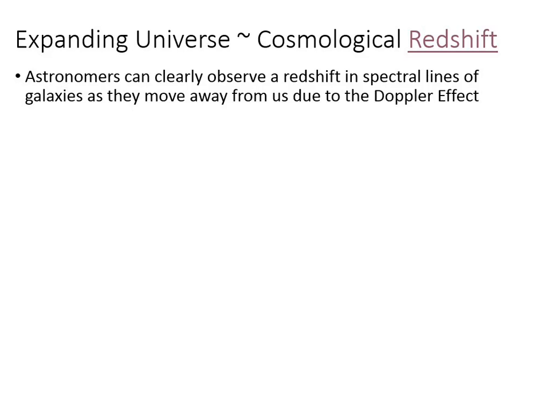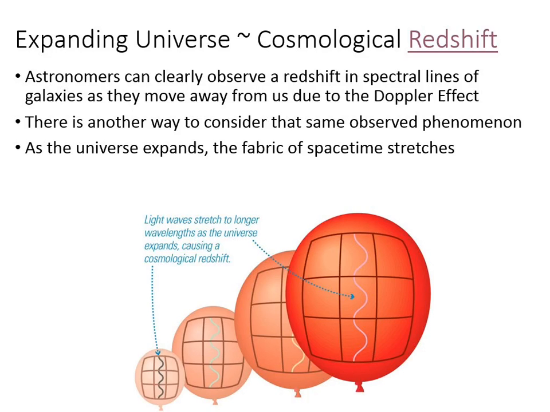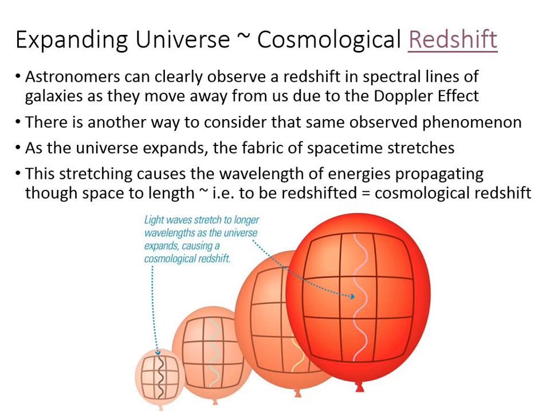Well, there's this other redshift, and this other redshift is associated with the expansion of the fabric of space and time. I like this little image of the balloons again, the expanding balloons. Okay, so the balloon is our universe. Our universe is expanding. The balloon is expanding. And you can kind of see the crosshairs on that. The crosshairs would be like the fabric of space and time.